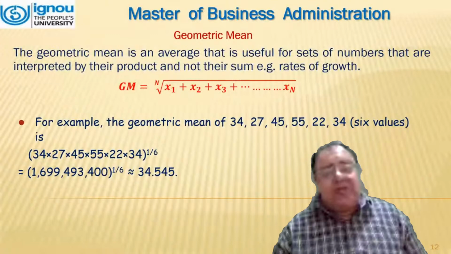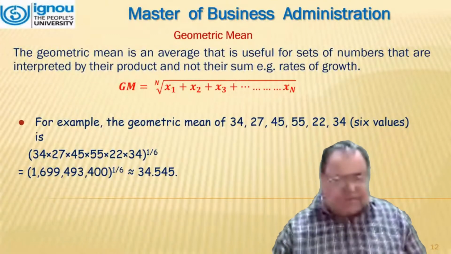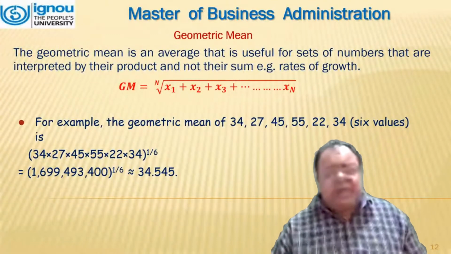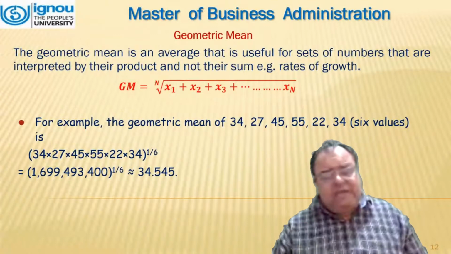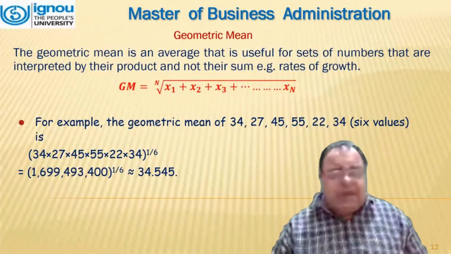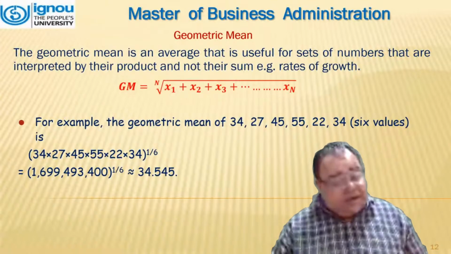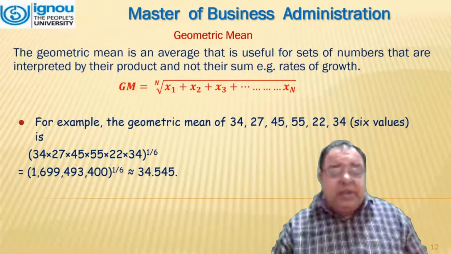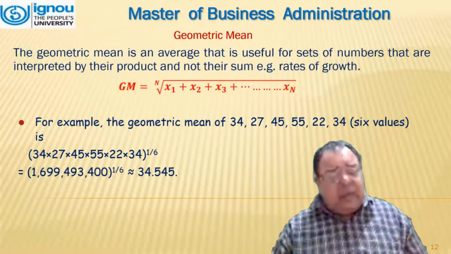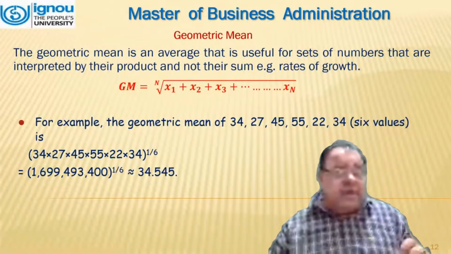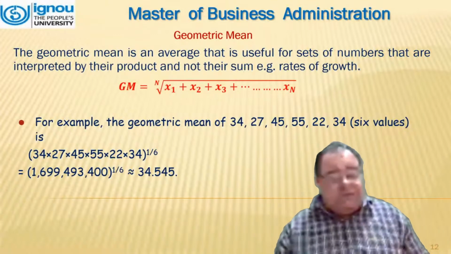You can see that with this simple example, we have 6 values: 34, 27, 45, 55, 22, 34, and we have to find geometric mean. So mathematically, we have to multiply them and raise to the power 1 by 6, that is 6th root. After calculation, it comes out to be 34.545.